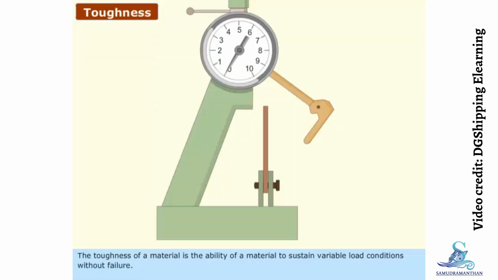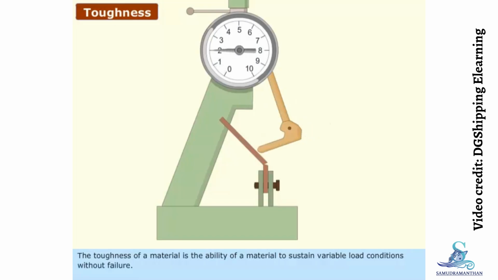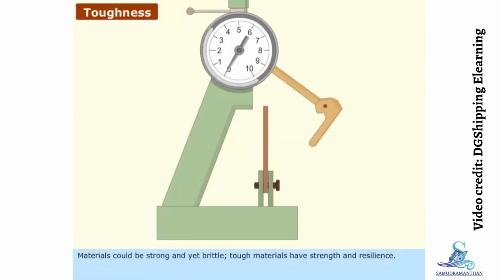The toughness of a material is the ability of a material to sustain variable load conditions without failure. Materials could be strong and yet brittle. Tough materials have strength and resilience.